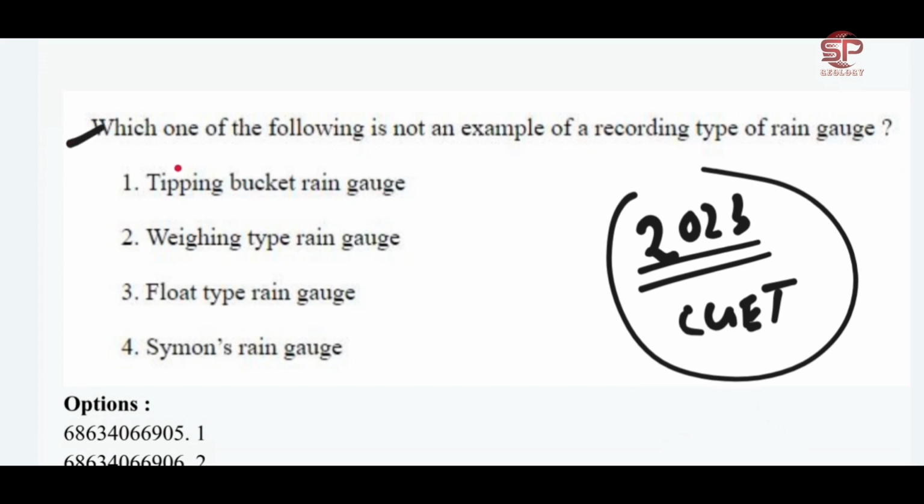First question: which one of the following is not an example of a recording type rain gauge? All the options given are types of rain gauge. The Simpson rain gauge is not a recording type. It only collects the water. It collects the rain, and once it is collected, it is measured using a graduated cylinder. So it is a non-recording type. Tipping, weighing, and float are all recording type rain gauges.